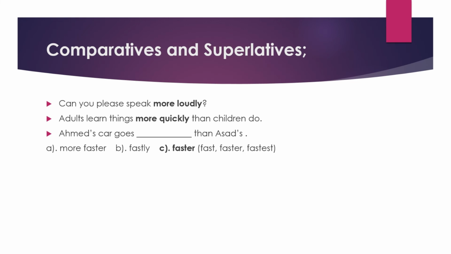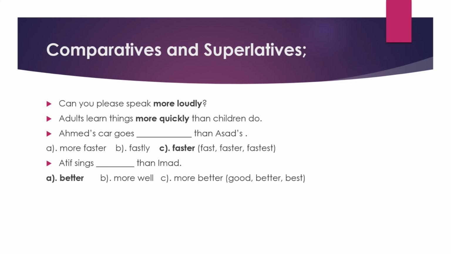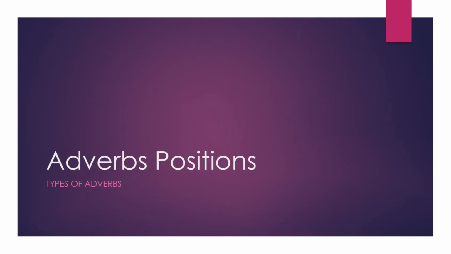Understand? As a second example, Atif sings dash than Imad. So what will be used here? Yes, better. Atif sings better than Imad. Why are we not using more well or more better? Because the comparative and superlative degree of good is better and best. So these are the types of adverbs of comparative and superlative degrees.